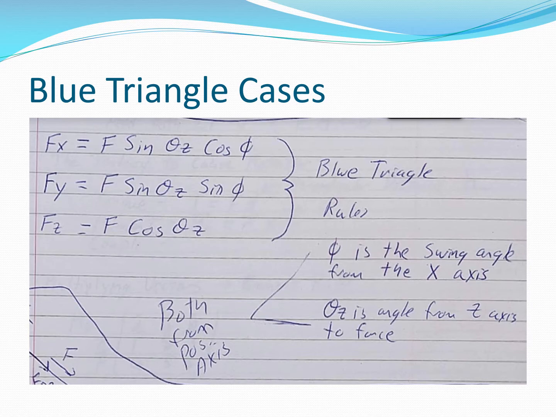However, my definition that I'm going to use is the one that Dr. Hansen also uses, that phi is the swing angle from the x-axis, and theta z is the angle from the z-axis. In both cases, those are the positive x and the positive z. So it's applied.